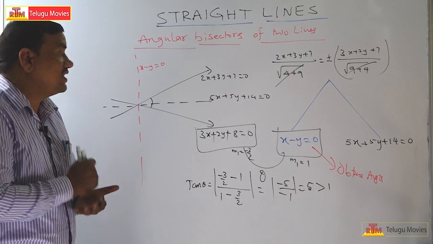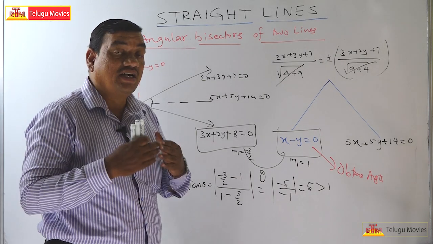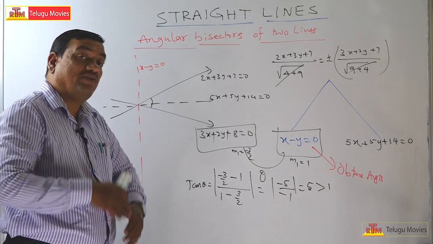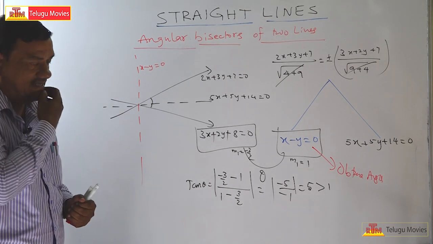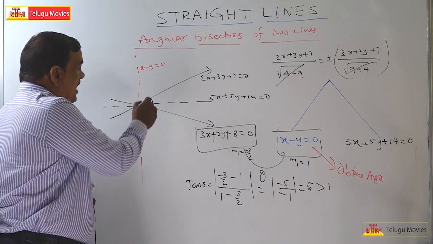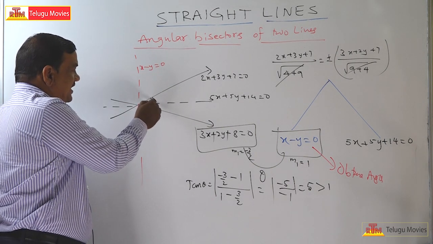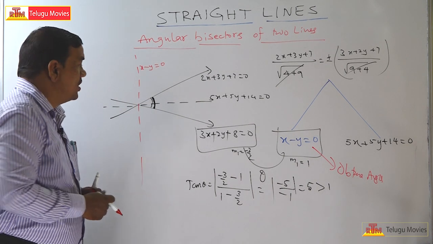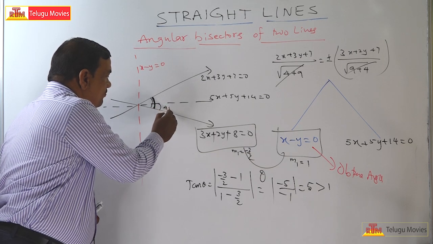Sir, how do you decide that if it is greater than 1, it is the obtuse angle bisector, and if it is less than 1, the acute angle bisector? Let us check that. For example, if the angle between the two lines is 90 degrees, then what will be this angle? 45 degrees.